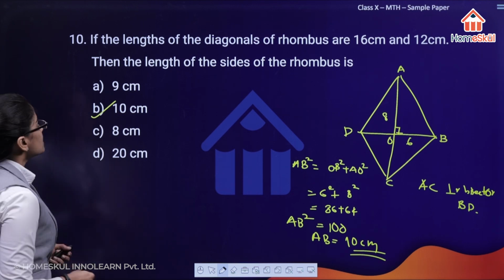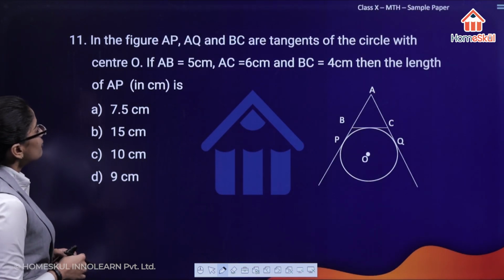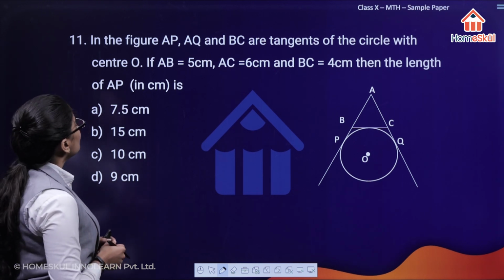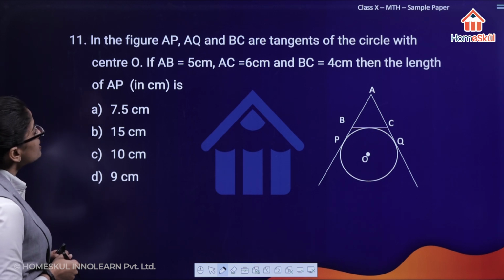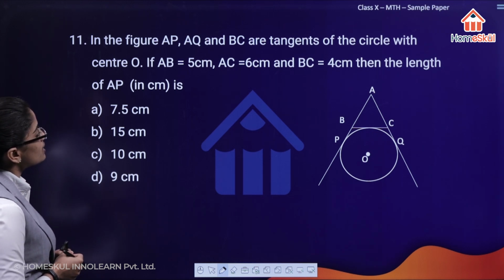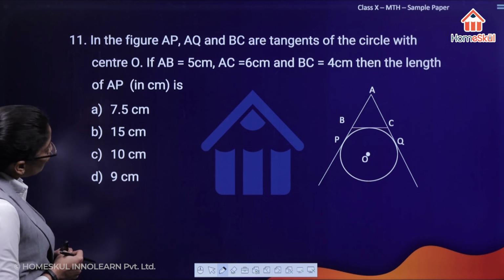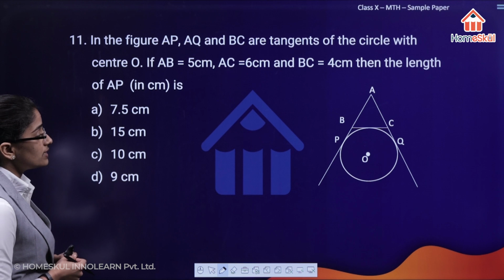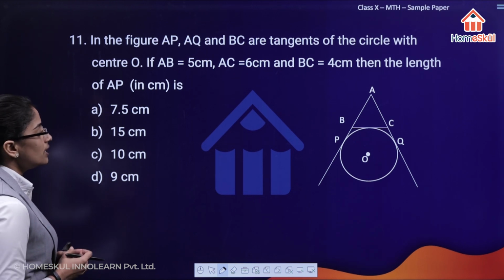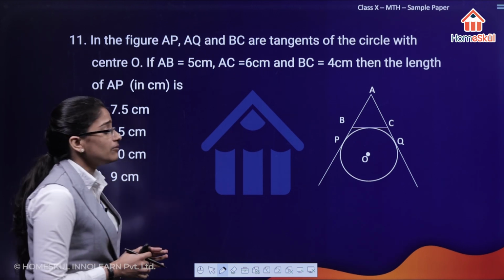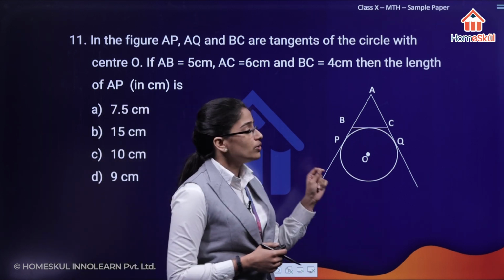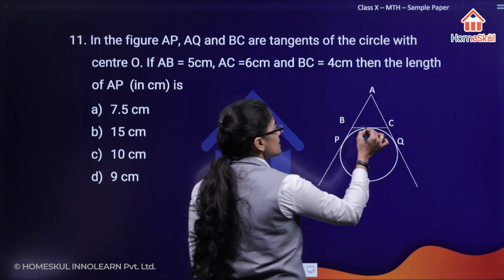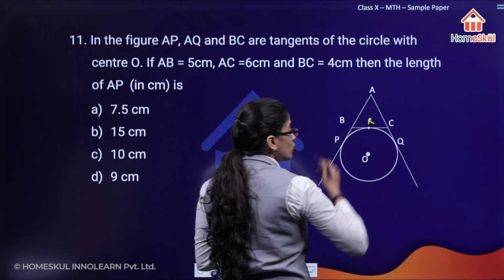Okay. Next question. In the figure, AP, AQ and BC are tangents of the circle with center O. If AB is equal to 5 centimeter, AC is equal to 6 centimeter, BC is equal to 4 centimeter, then the length of AP in centimeter is. We need to find out the length of AP in centimeter. So here, let's analyze the question once again. We have a circle with center O. We have three tangents, AP, AQ and BC. Let BC be the tangent with point of contact as R.